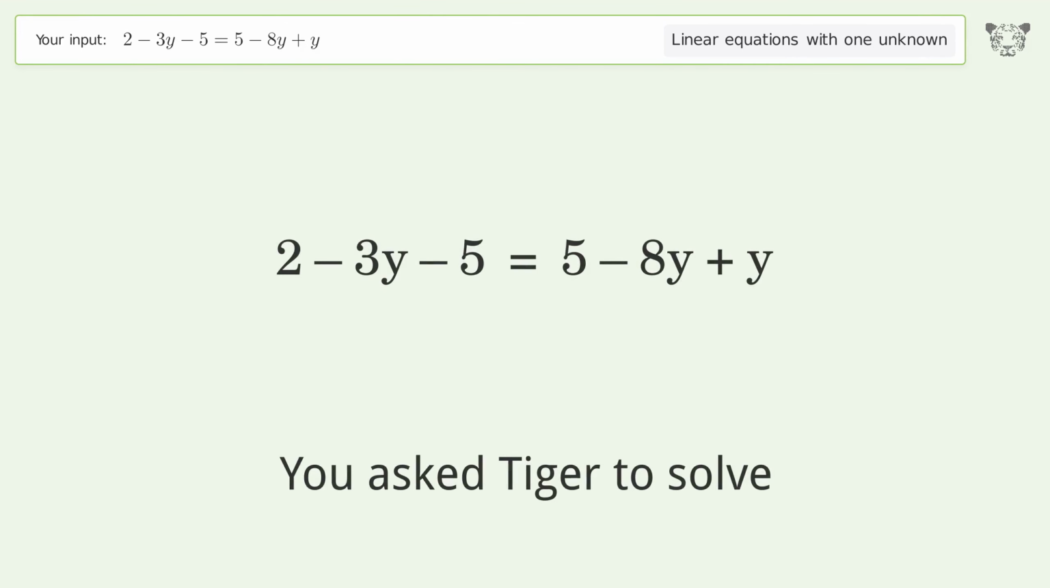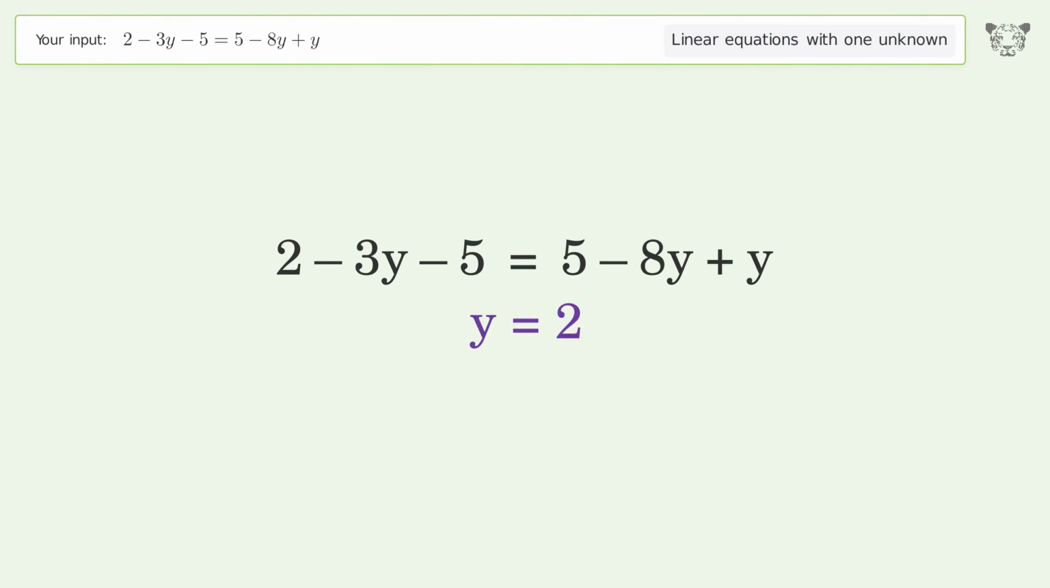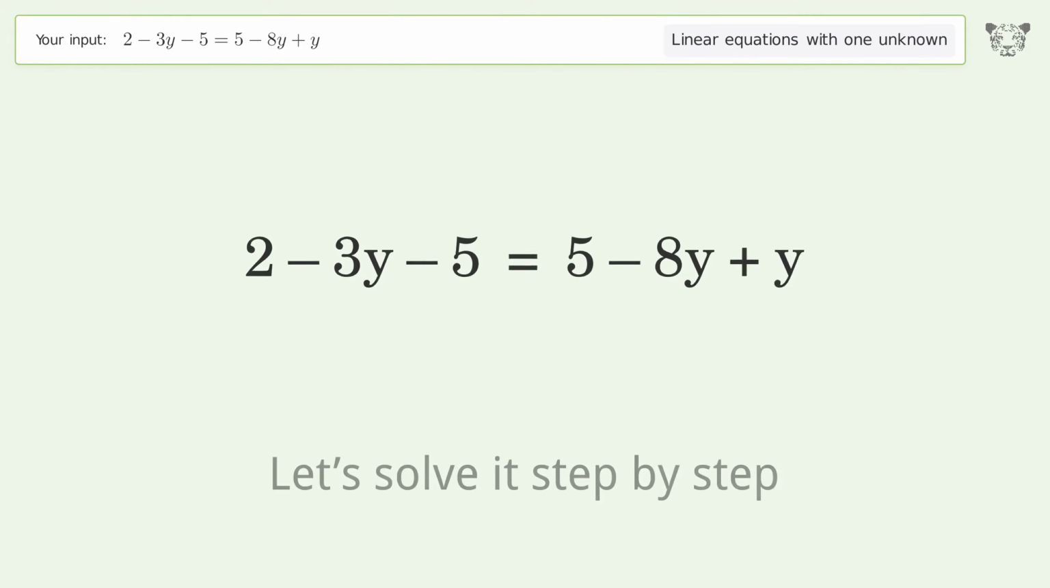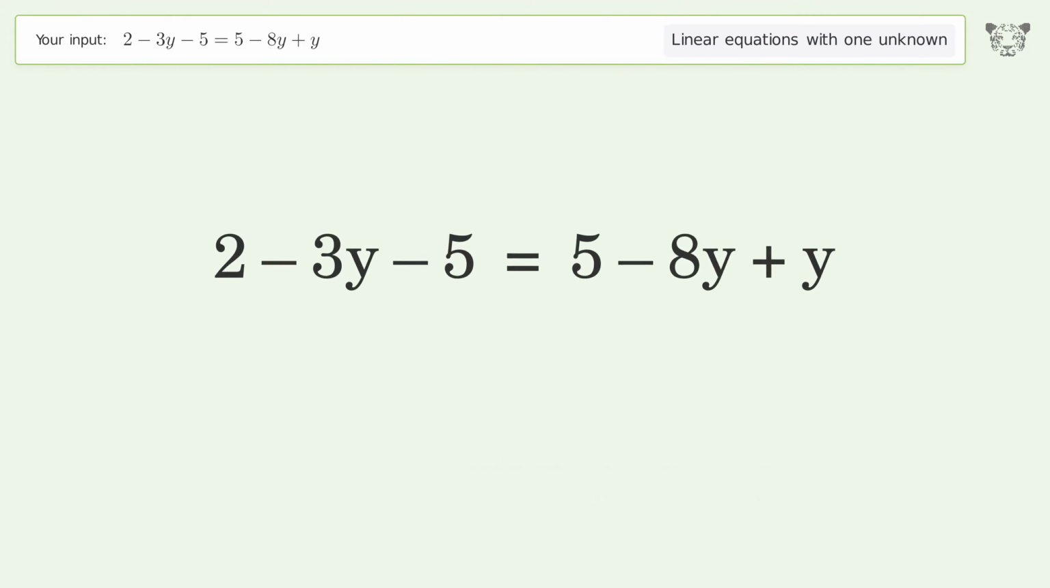You ask Tiger to solve. This deals with linear equations with one unknown. The final result is y equals 2. Let's solve it step by step. Simplify the expression. Group like terms.